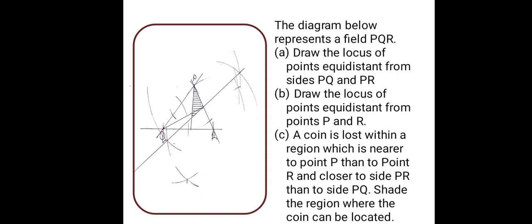The diagram below represents a field PQR. A. Draw the locus of points equidistant from sides PQ and PR. B. Draw the locus of points equidistant from points P and R. C. A coin is lost within a region which is nearer to point P than to point R and closer to PR than to the side PQ. Shade the region where the coin can be located.